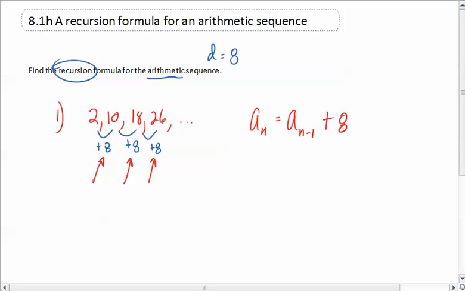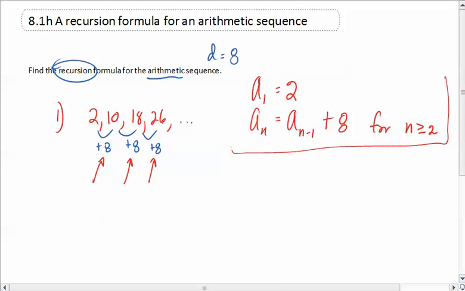Now, we do have to say what the first term is. So we have to say, given that a sub 1 is 2, and then we have to say this for n greater than or equal to 2, right? Because we're going to start with 2 here because we already have 1. All right, so there's the answer right there. Let's take a look at one more.